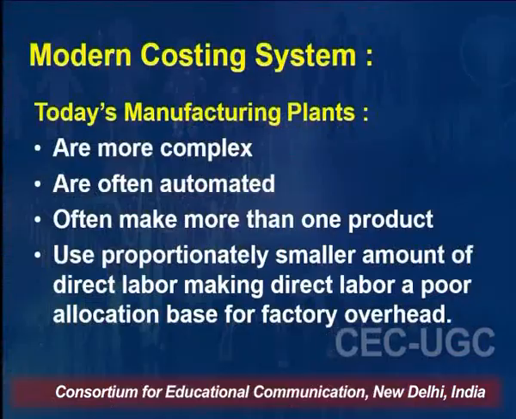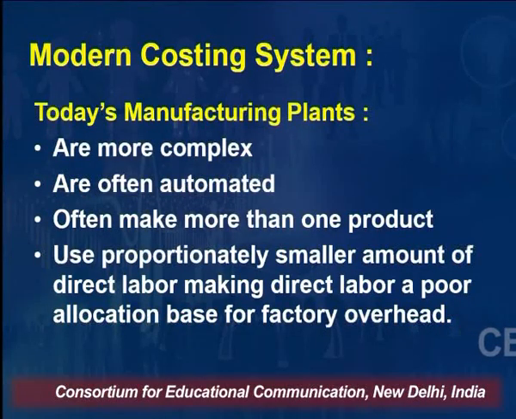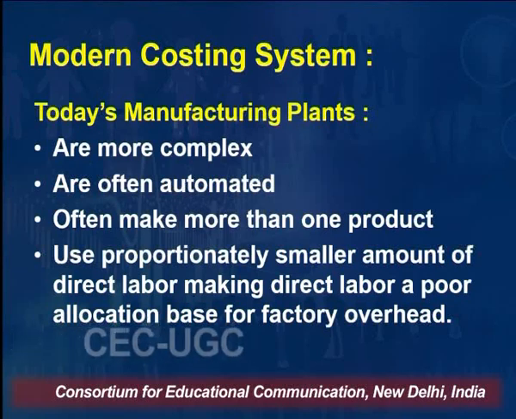And not only that, today's manufacturing plants are using proportionately smaller amounts of direct labor, making direct labor a poor allocation base for factory overhead. So earlier the logic which we were giving for taking direct labor as a base for allocating factory overhead is no more justifiable. The reason is that now the major cost doesn't belong to labor, because your machinery is doing everything. So the question comes how to go about it.